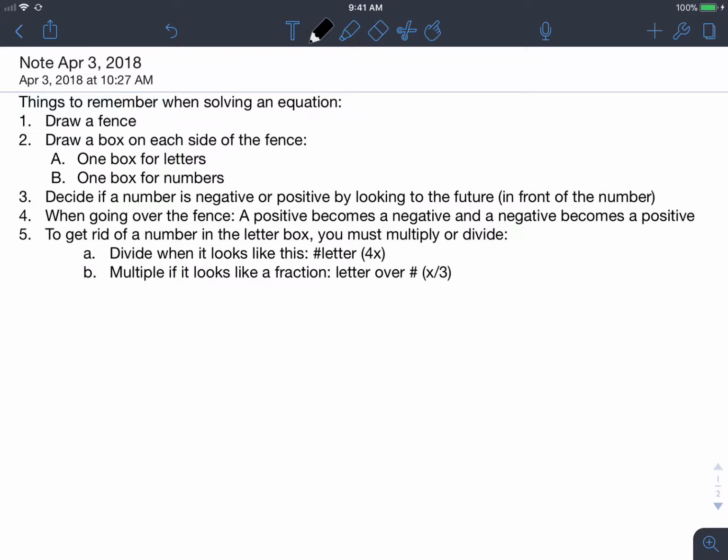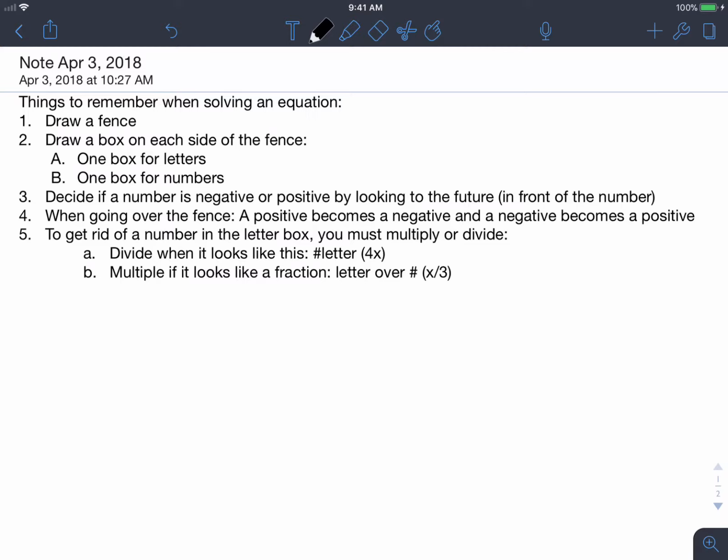Okay, today we're going to be looking at solving one-step equations. So the things I'm going to remember when solving an equation, and this is going to carry with us through the next couple lessons, is first I want to draw a fence, then I'm going to draw a box on each side of the fence. One box will be for letters, the other one will be for numbers.